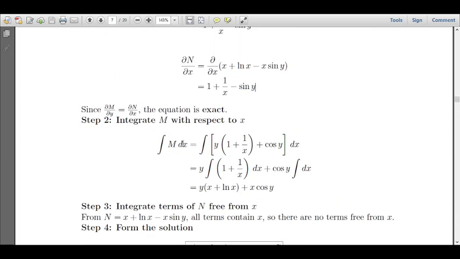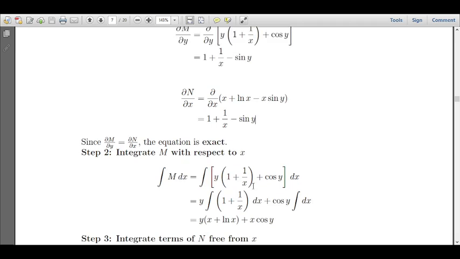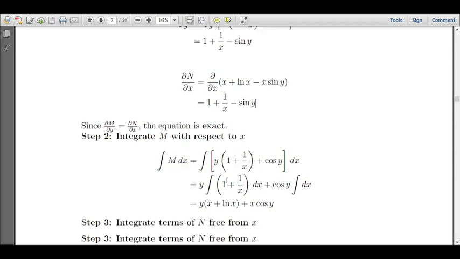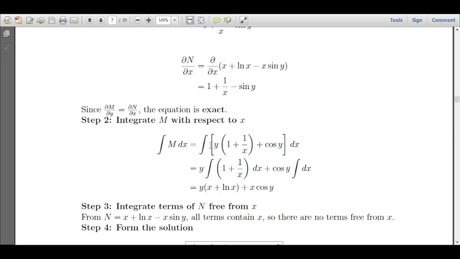Now integrate m with respect to x: integral m dx equal to integral y into 1 plus 1 by x plus cos y into dx, keeping y constant. So this is integration of f of xy plus g of xy dx equal to integral f of xy dx plus integral g of xy dx. We split into two parts, we write the integral as the sum of the two integrals.